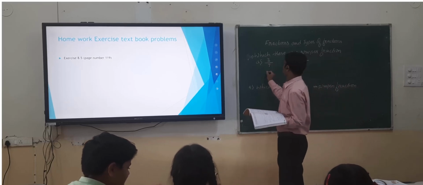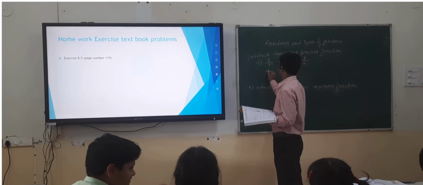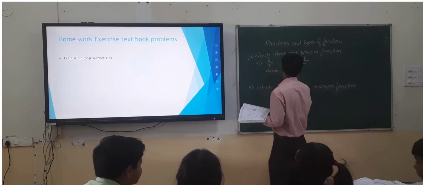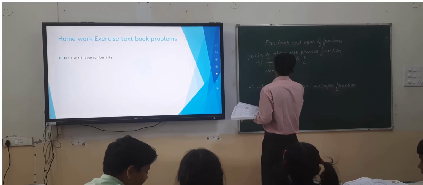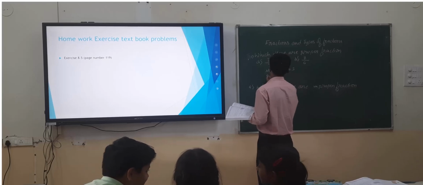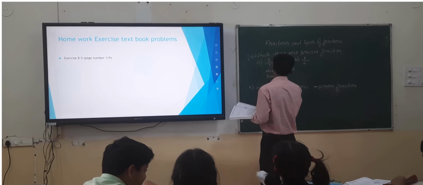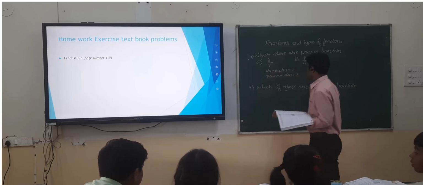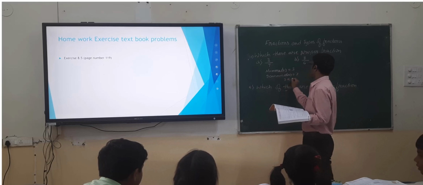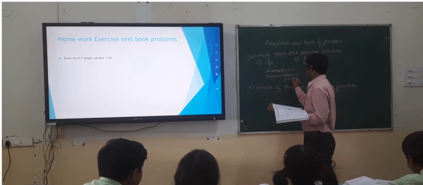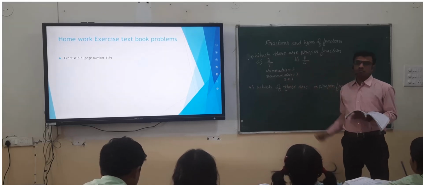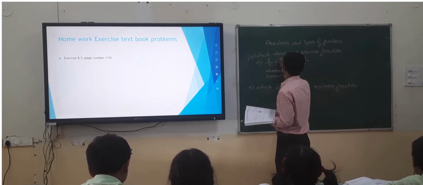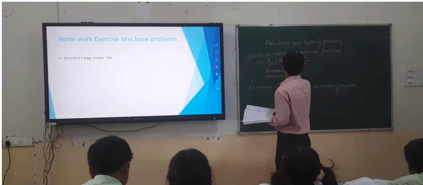How will we compare? First, we'll compare the numerator. Numerator equals 3. Denominator is equal to how much we got? 7. In this, 3 is smaller than 7, which means the numerator is smaller than the denominator. Because of that, this one is what type of fraction? Proper fraction.